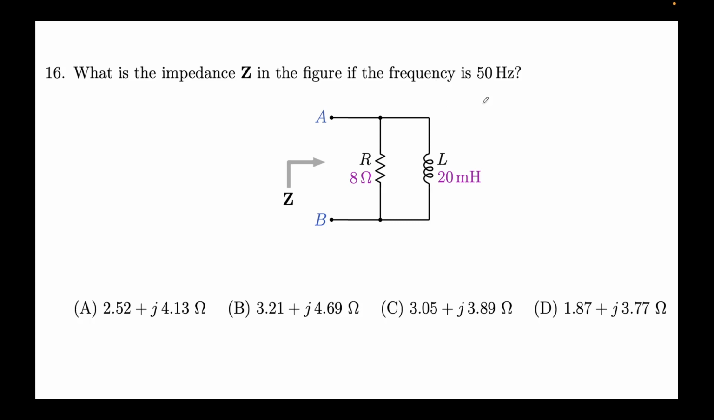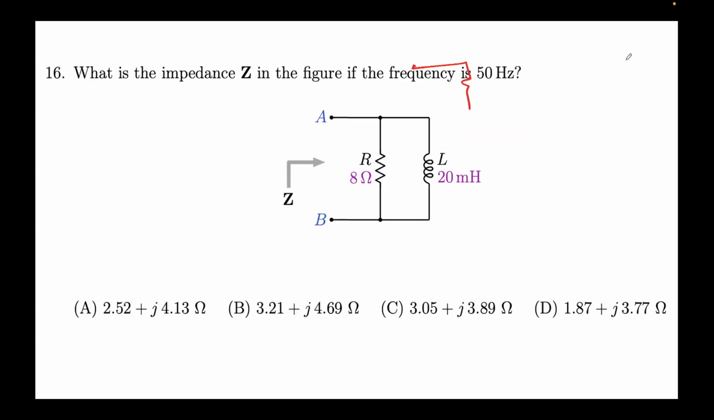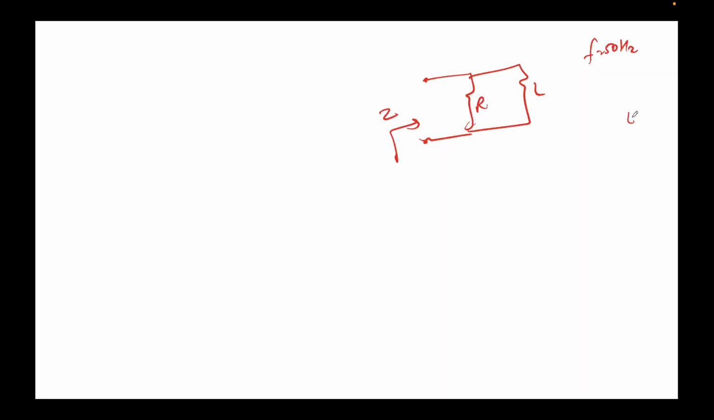Okay, so I'll try to solve this problem now. So I'll draw this circuit over here. This is 8 ohms. We are required to find this. So let's just make it R and L, and we are required to find Z, and we have been given frequency equal to 50 Hertz, and L is 20 millihenry, the unit is Henry, and R is 8 ohms. We are required to find the value of Z.